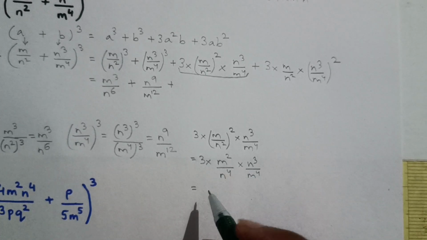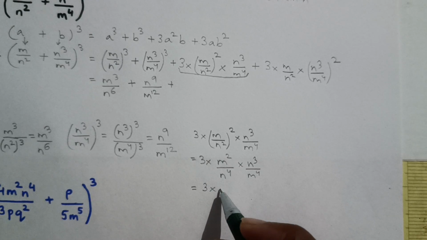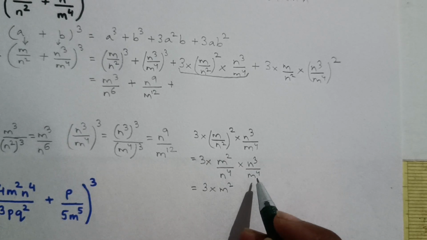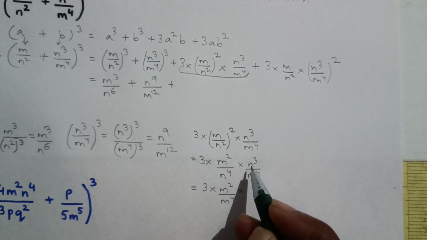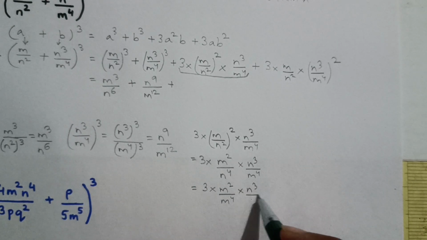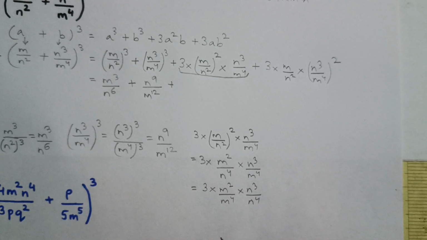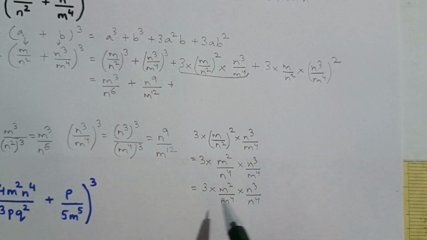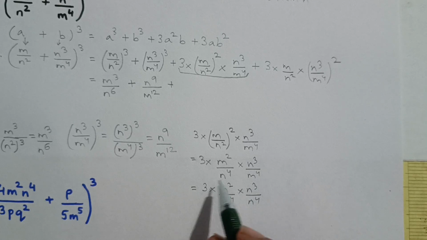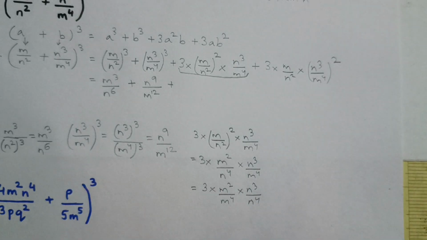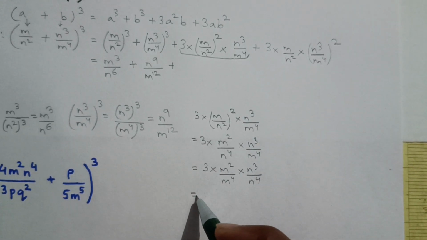So this expression I can write as 3 into m square upon m to the power 4 into n cube upon n to the power 4. This expression can be reframed and rewritten in this way. I have just reorganized it. Now, use your knowledge of exponents.